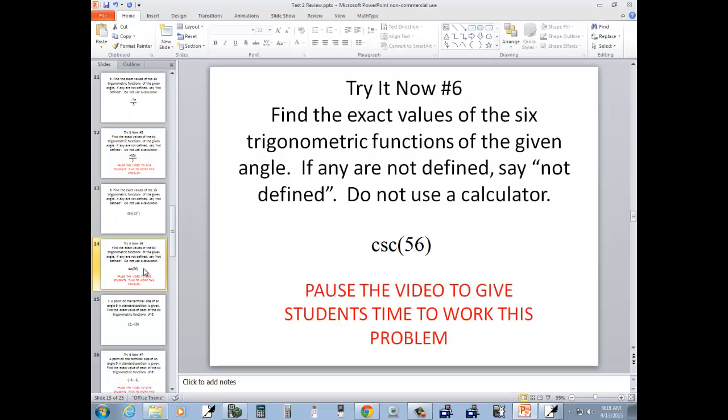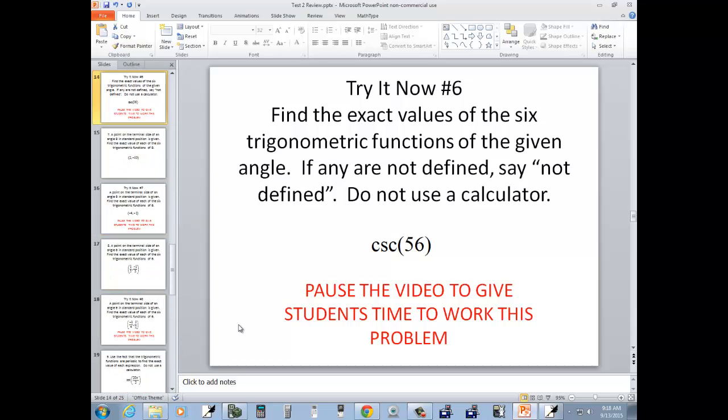Okay. Go ahead and try this one. Same instructions. It's a calculator-based problem. It's got a little bit of a trick to it, though. I'll see if you can figure out what it is. So, again, pause the video.